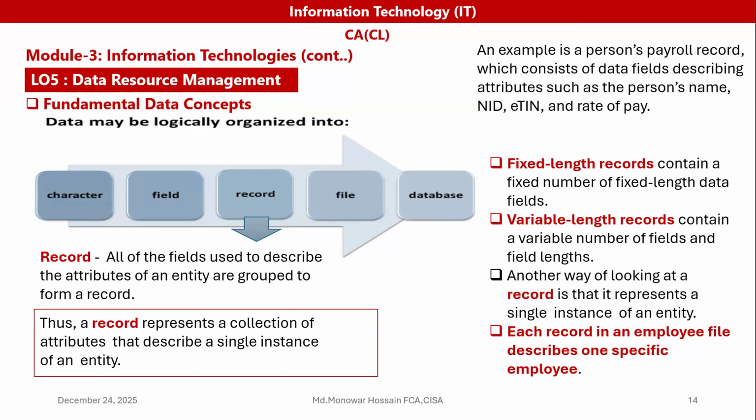And we know that another way of looking at a record is to represent a single instance of an entity. We know each record of an employee file describes one specific employee. Each and every record for each and everyone. Same way, you are the student of articleship, pre-articleship, and each and every record of yours is mentioning your information, your name, your education, your roll number, your parents' name, your address, your NID, your academic record, etc. within this record. So each record in your file describes your specific data.